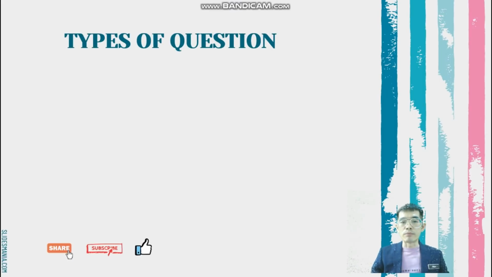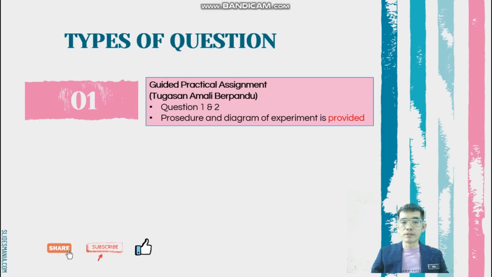As mentioned in my previous video, there are two types of questions in Physics Paper 3. The first one is the guided practical assignment, which is known as Tugasan Amali berpandu in BM. This type of question will be seen at question number 1 or number 2. In this type of question, the procedure and the diagram of the experiment will be provided.